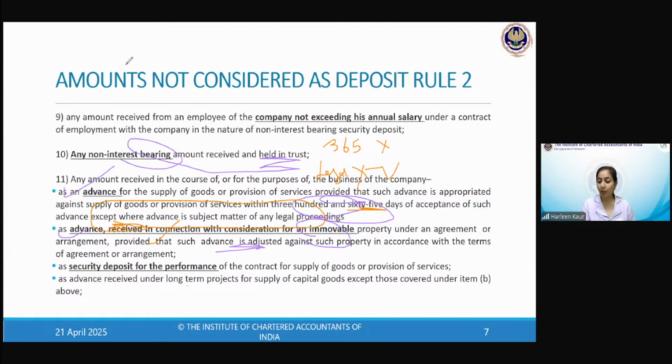Security deposit for the performance of the contract of supply of goods. Any security that you have received for performing the contract. So you have received the deposit and tomorrow after 15 days or any number of days, you're going to supply those goods and services. Then also it is not considered as a deposit. Any advance received for long-term projects for supplying the capital goods, except those covered under item B. So इमूवेबल प्रॉपर्टी के अलावा अगर कोई कैपिटल गुड सप्लाई कर रहे हो लॉन्ग टर्म प्रोजेक्ट्स के लिए, that is also not considered as advance. That advance is also not considered as deposit.